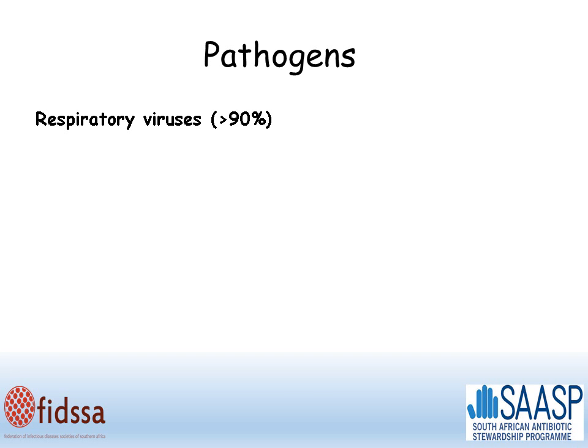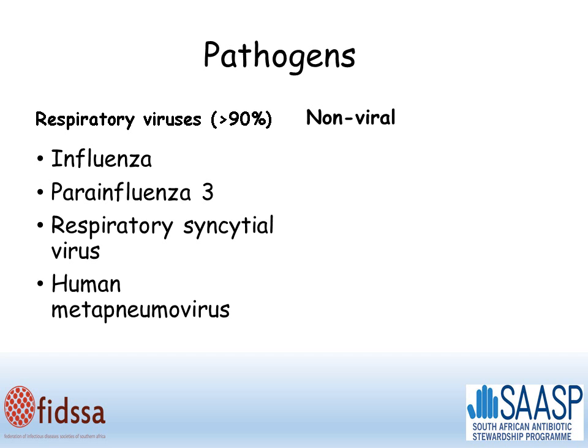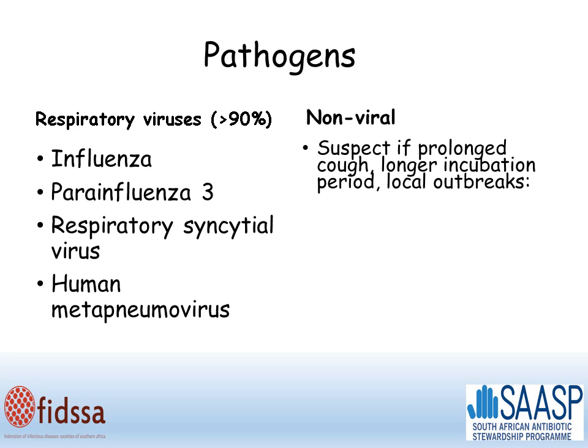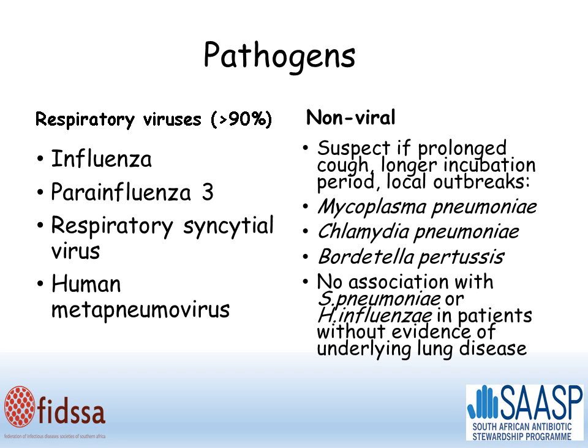The pathogens are predominantly viral. These include influenza, parainfluenza, respiratory syncytial virus, and human metapneumovirus, and there are a small number of non-viral pathogens. These should be suspected if the condition is prolonged, has a longer incubation period, or if there are local outbreaks. And organisms that can cause this include Mycoplasma, chlamydia species, and Bordetella pertussis.